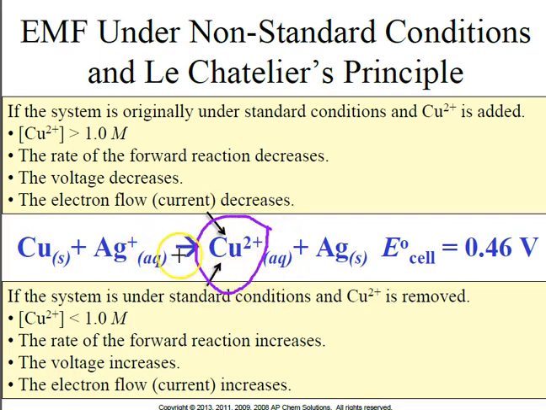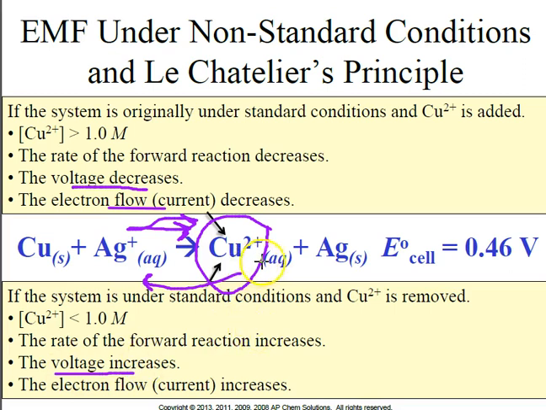So the rate at which this copper is being made is going to slow down. It's actually going to speed up the rate of the reverse. So the rate of the forward is going to slow, and as that happens, the voltage decreases, and so does the current flow. However, if we decrease the amount of copper right here, so now we don't really have enough products, then we're going to try to make more. That is going to affect the rate of the forward reaction, and that will make our voltage increase.